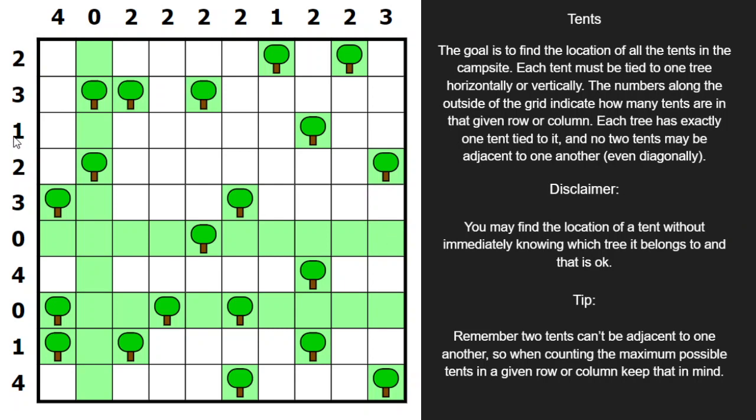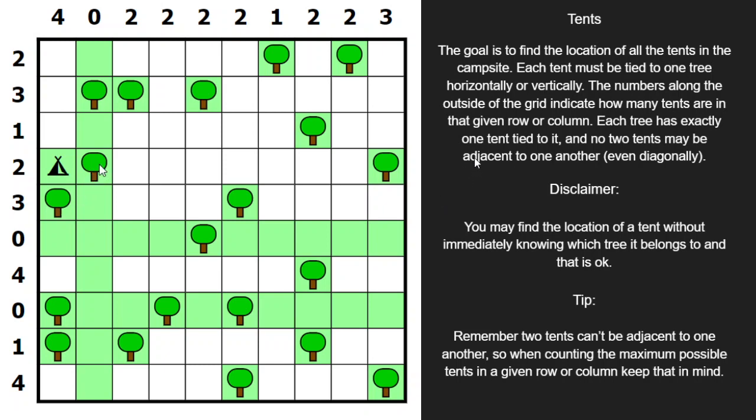The other place I would look is areas where trees are kind of cornered or pigeonholed, where it's really constrained. So a perfect example is this tree here only has one open cell and it needs a tent. So that must be the tent. And that tent is tied to this tree.